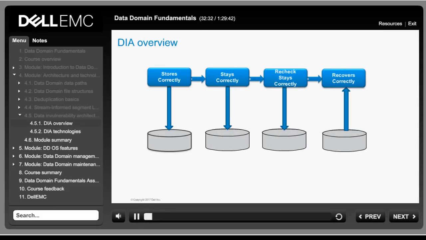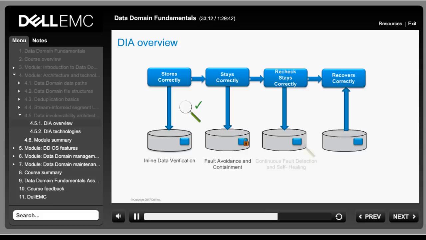Data Invulnerability Architecture is an important Data Domain technology that provides safe and reliable storage. It protects data against data loss from hardware and software failures. Data Domain Operating System is built to ensure that you can reliably recover your data with confidence. Its elements comprise an architectural design which provides data invulnerability. Four technologies used in DIA which help in protecting the data against data loss are inline data verification, fault avoidance and containment, continuous fault detection and healing, and file system recoverability. DIA helps to provide data integrity, recoverability, and extremely resilient and protective disk storage. This keeps data safe.